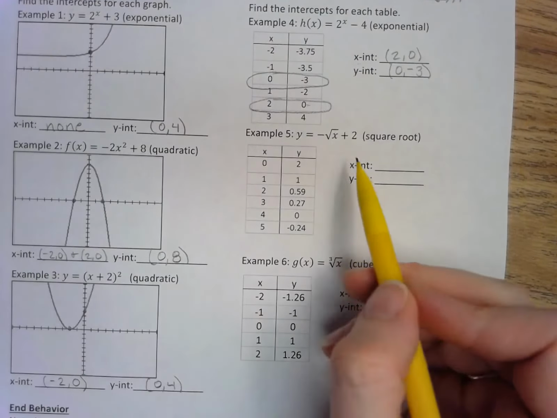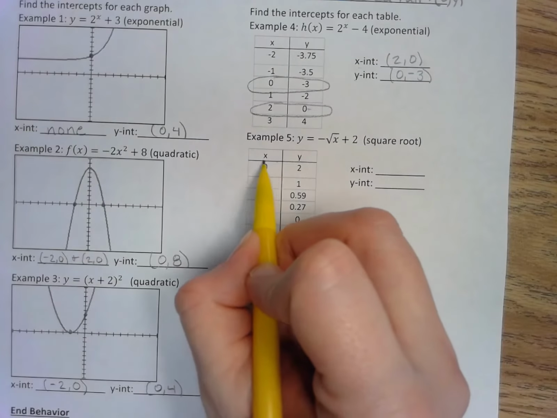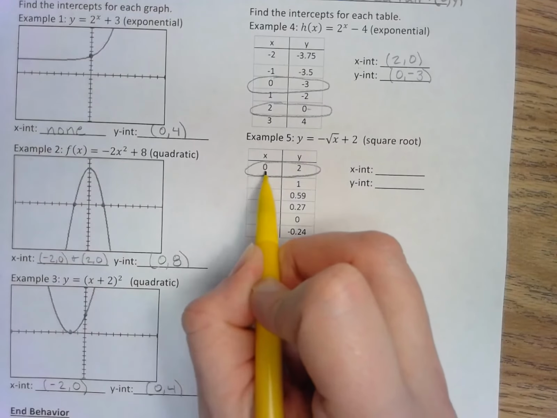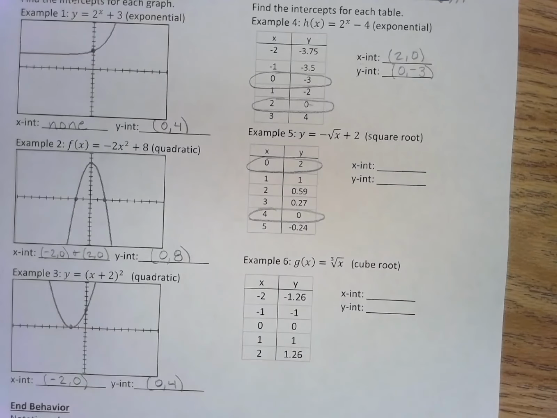Our next example, it's a square root function. That wouldn't matter for this problem. Again, find your zeros in your table. Here we have a 0 in the x column. Here we have a 0 in the y column. We have to assume that there's no other intercepts if this is all that it's given us.